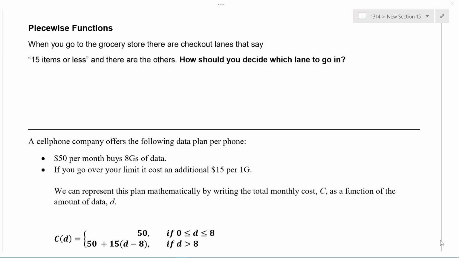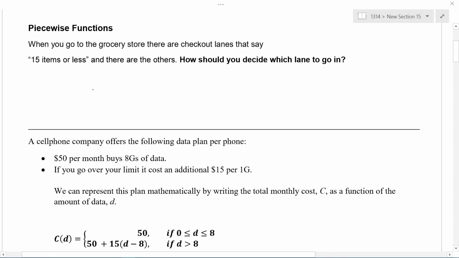In this video, we're going to talk about piecewise functions. An example of a piecewise function is actually something you do frequently when you go to the grocery store. When you go to the grocery store, there are checkout lanes, and some of them say 15 items or less. And then there are others that will let you have any number of items. How do you decide which lane to go in?